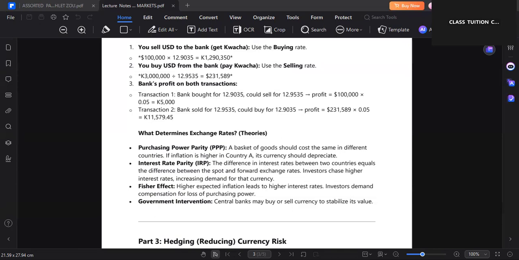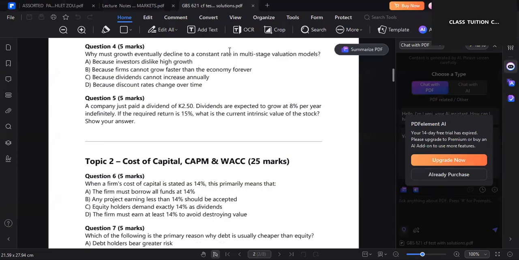Now, I want us to look at an example on the exchange rates so that we can practice one or two things.